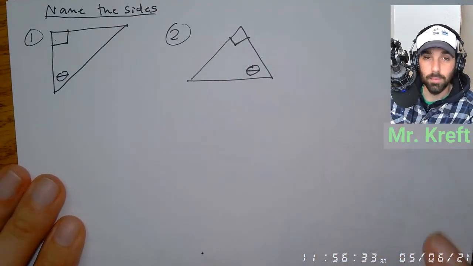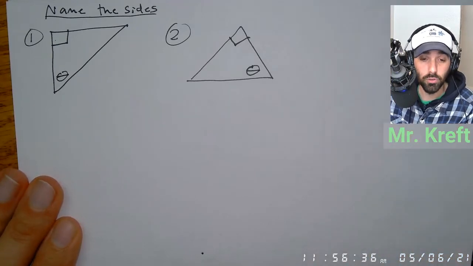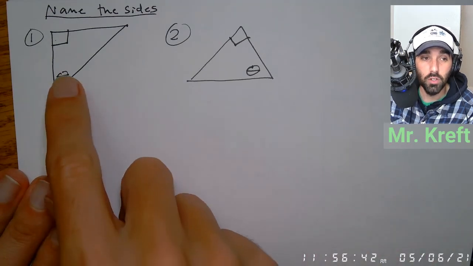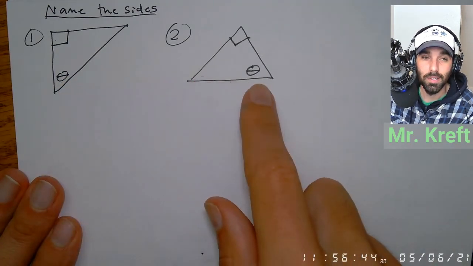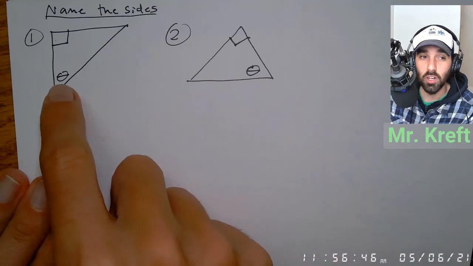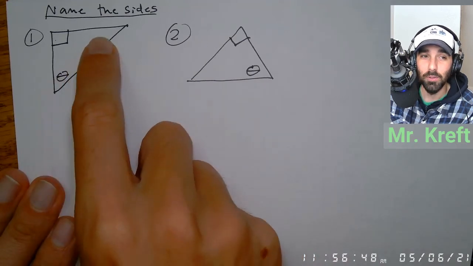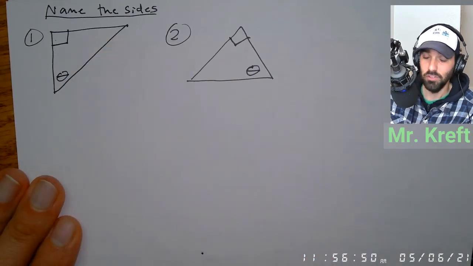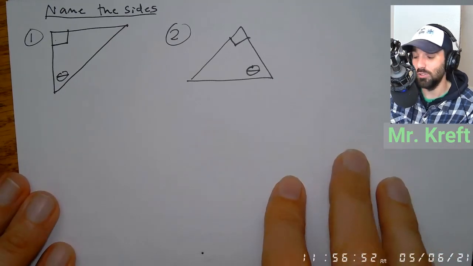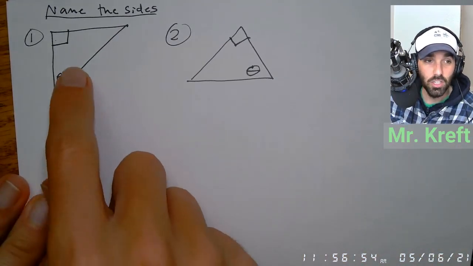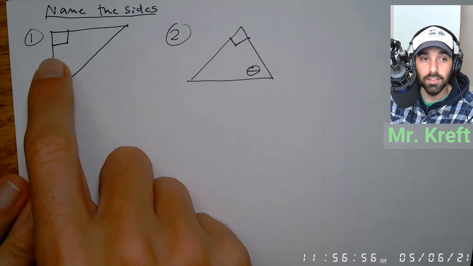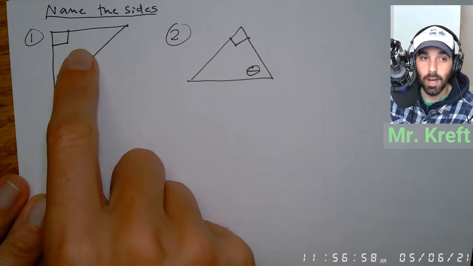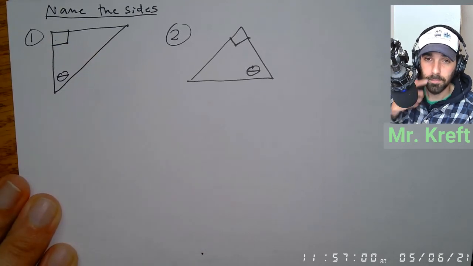So for both of those, I want you to name the sides. You're going to name the hypotenuse first, then the opposite, and then the adjacent. Our reference angle, we're going to pick theta, because in geometry we usually call our reference angle theta, and we call the other angle phi. You can do whatever you want, but that's usually what I do. So take a second and, for both of these, identify your hypotenuse, your opposite, and your adjacent.